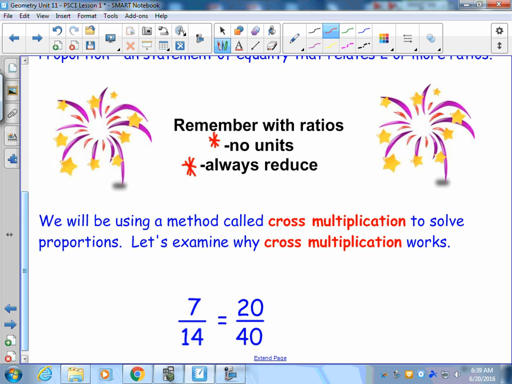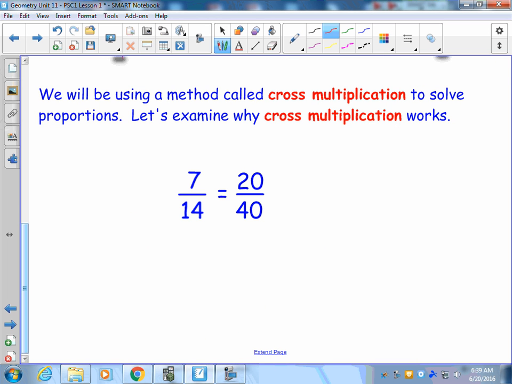Now, when we use our cross multiply and solve, why does that process work? The process of cross multiplication works because if we know the two proportions are equal, even though the numbers look different, and we cross multiply and solve, 7 times 40 is 280, or 14 times 20 is 280. When we cross multiply, we get equal values if the values are proportional.